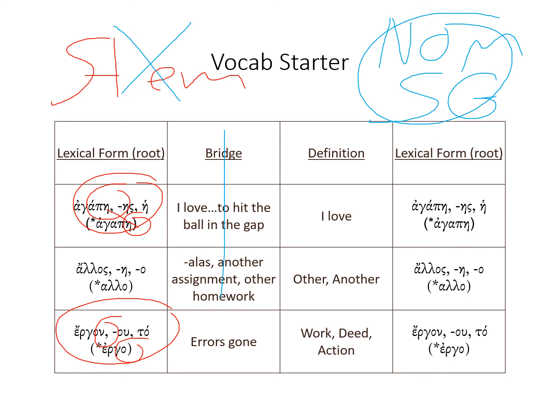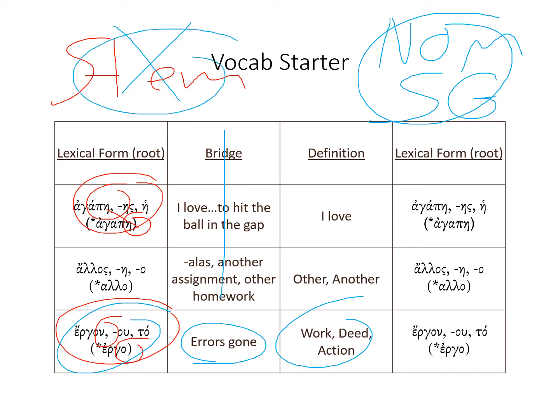And you can see the bridge here. Try to think of a creative bridge for ergon. You want your errors gone. Well, you'll need to work. You'll need to act. You'll need to accomplish a deed for that to happen. Again, the more creative you can be, the better off you are. Remember, the stem is not necessarily the nominative singular. Can be with the feminine, as we note here, but not necessarily. The nominative singular, though, is always the lexical form.